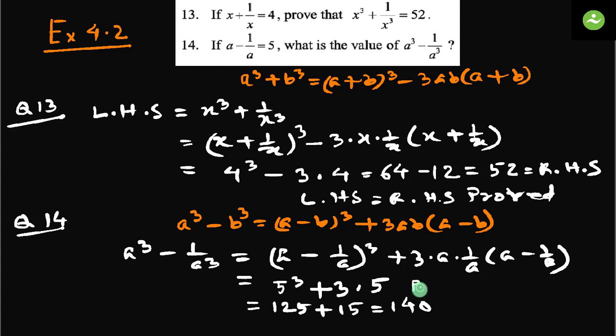So please write here putting the value of a minus 1 by a here. Otherwise, how do you get 5 here? How do you get 5 here? It is by putting the value of a minus 1 by a. We get 5 cube plus 3 into 5 equals 140.